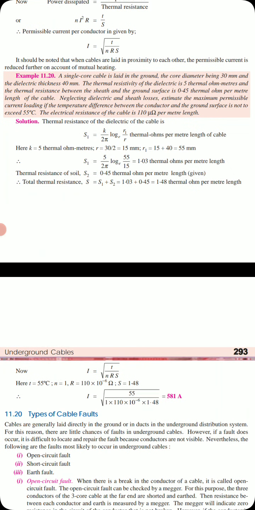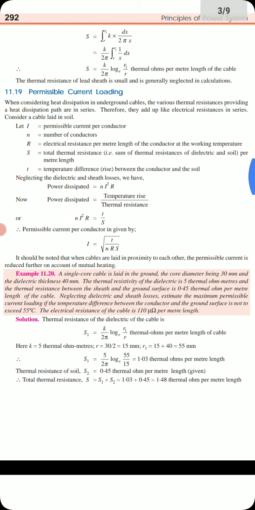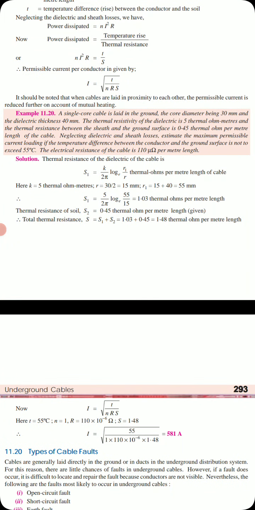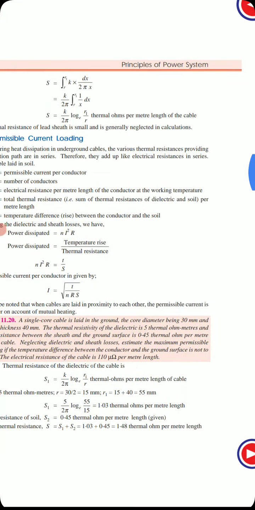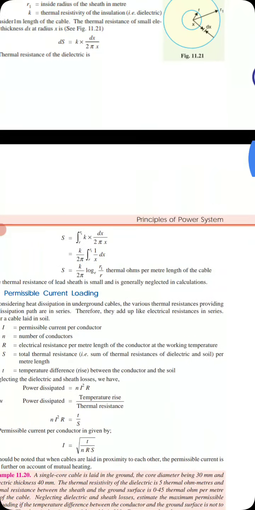Now that we have found S, we need to calculate I. We know the equation: I is equal to the square root of T by NRS. T is 55 degrees centigrade, the limit given. N is only one here, no combined conductors, only a single core. R is given, that is 110 micro ohm. S is 1.48, which we just calculated. Putting all these into the equation, we get the permissible current as 581 amps. So we can conclude that a permissible current loading of 581 amps can be used for this cable.